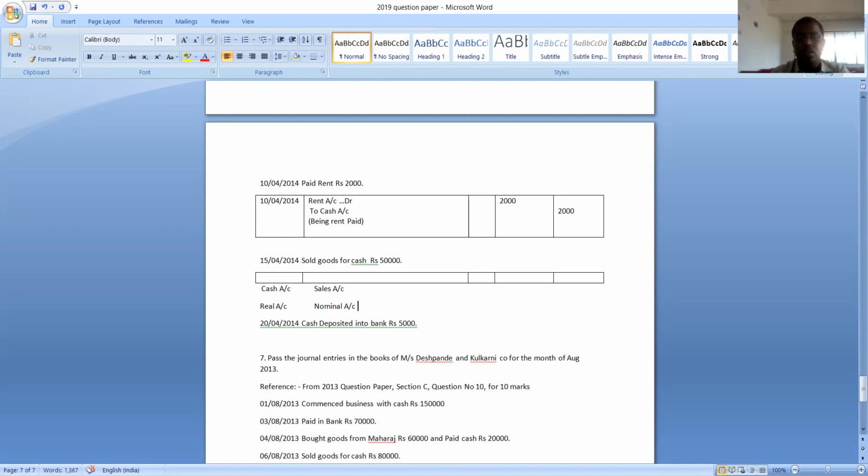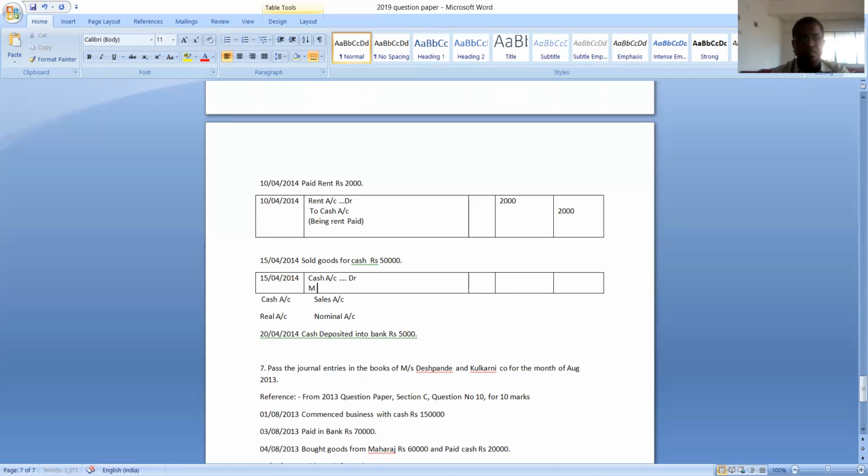Now tell me which account should be debited and which account should be credited. Sold goods for cash. Here cash is coming into the business or going out of the business? It is coming into the business. So which account should be debited? Cash account should be debited. So cash account debit, to which account?